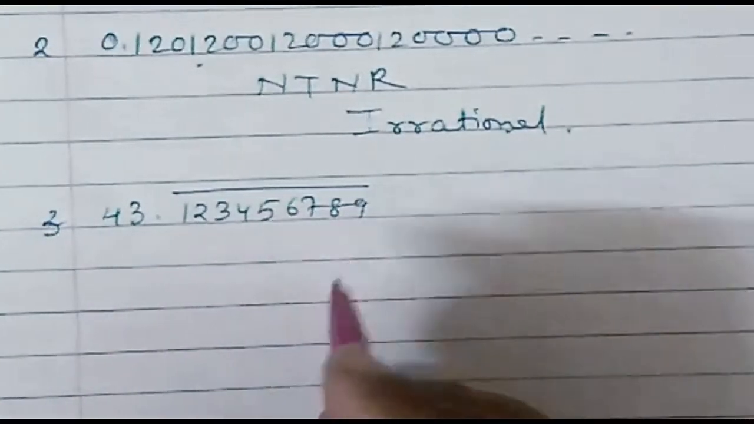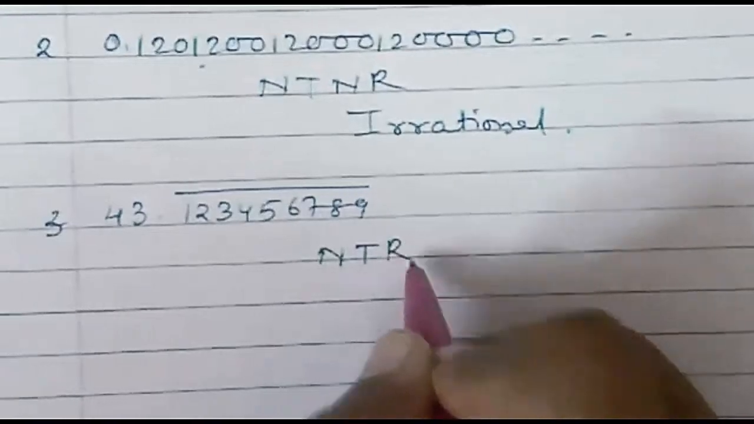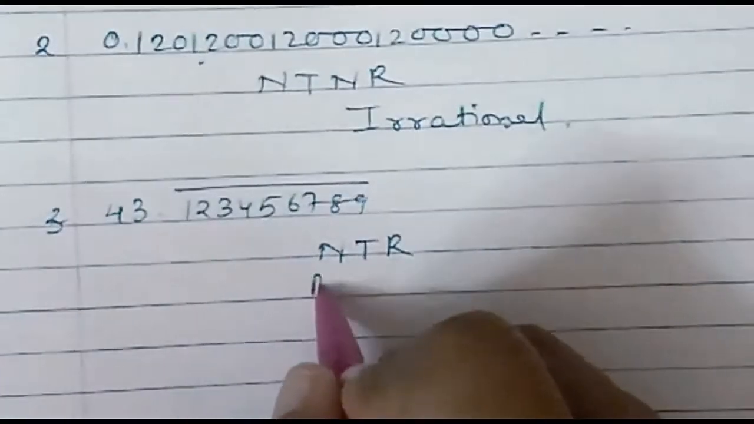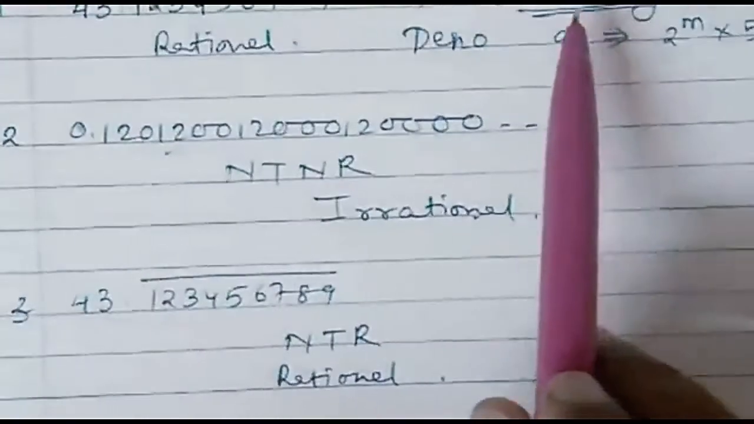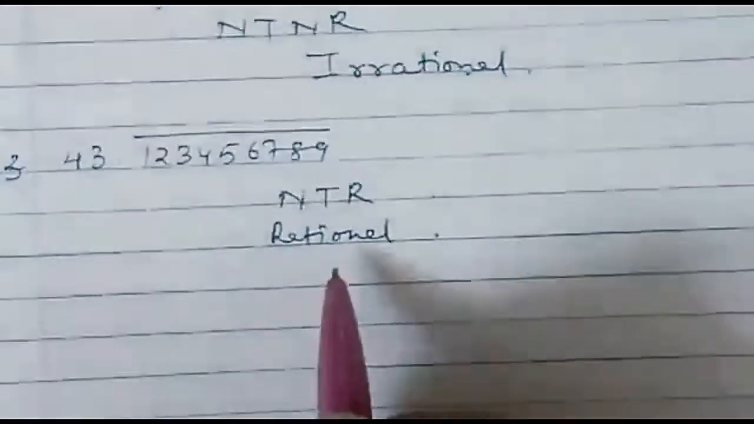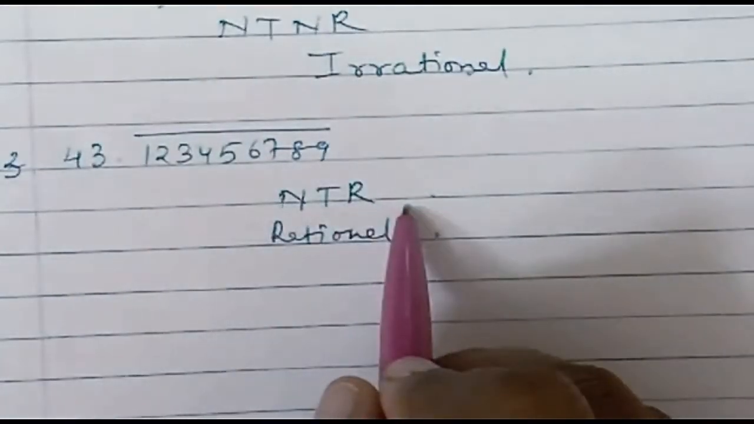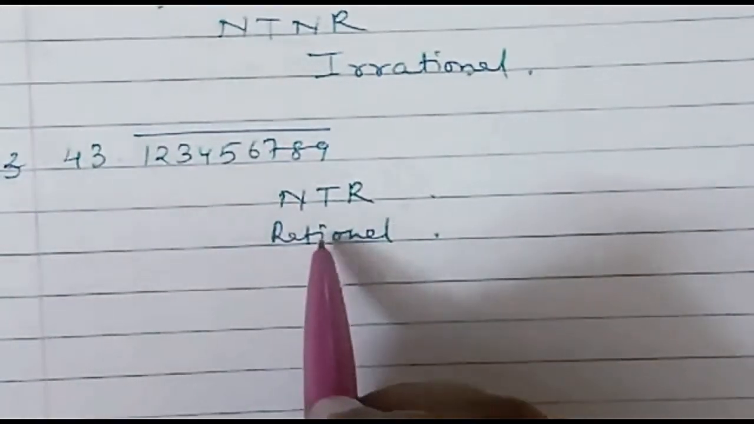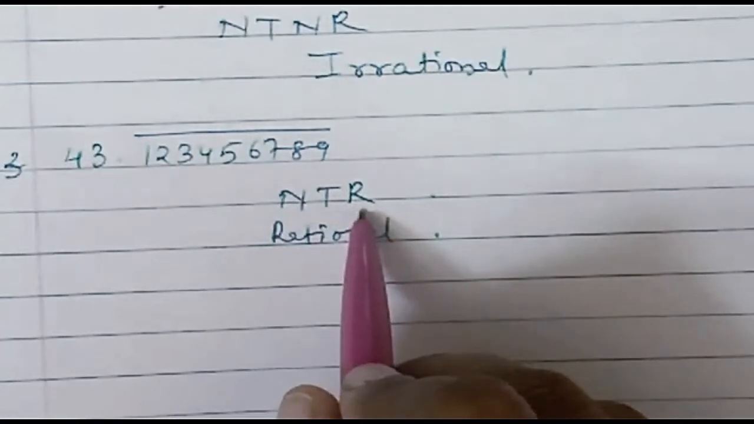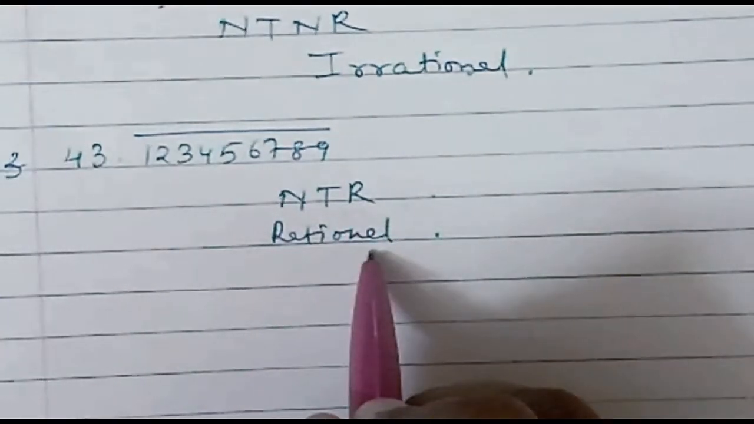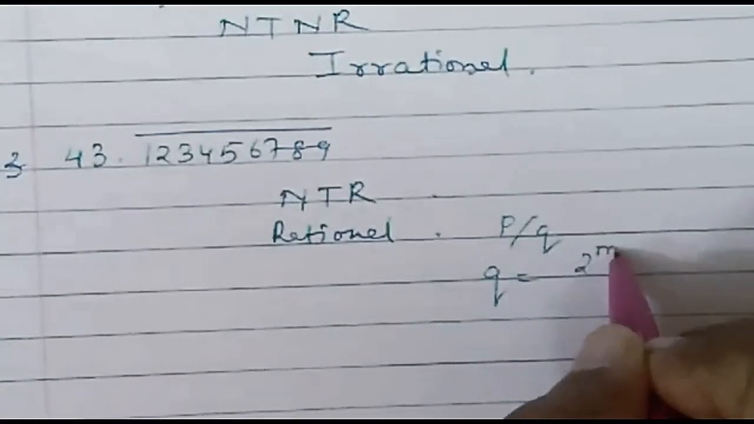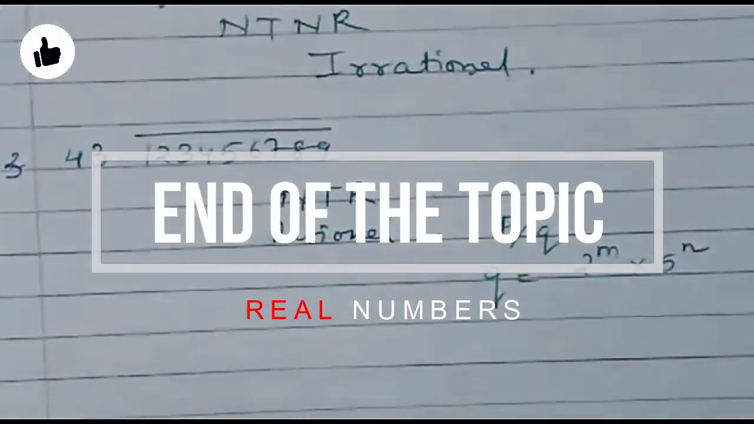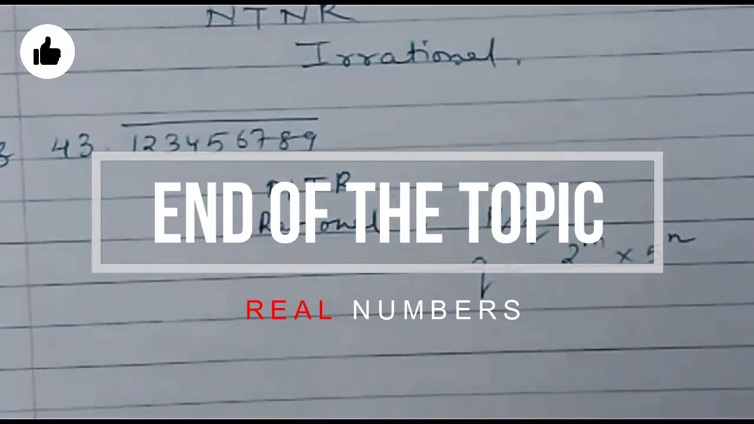The last one, 43.123456789 with the whole bar. Again it is non-terminating but recurring, and so it is a rational number. We know rational numbers are of two types: either a terminating decimal or a non-terminating but recurring decimal, right? So here, as it is non-terminating and recurring, the given rational number is of the form p upon q, and again q must be of the form 2 raised to m into 5 raised to n with some other number. Okay, so here we have completed our chapter.